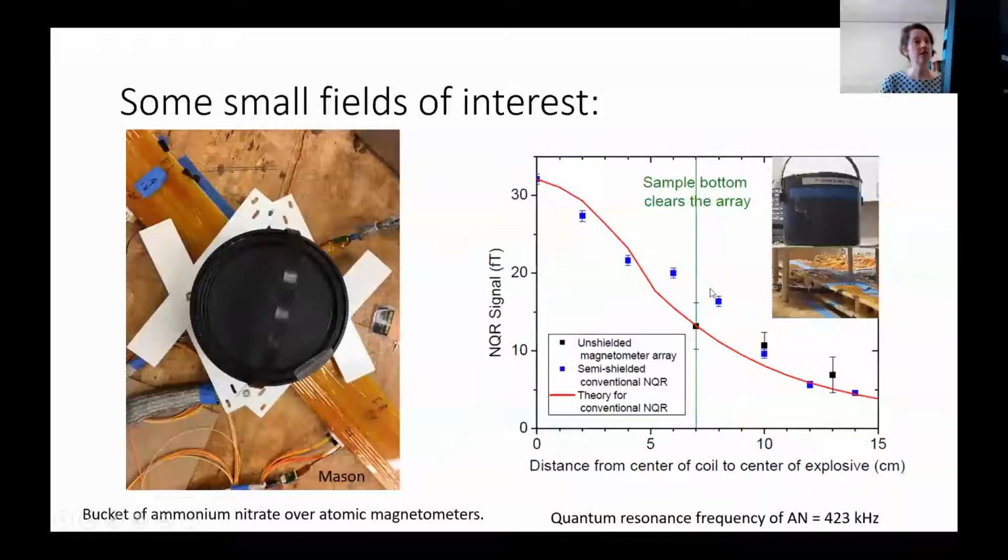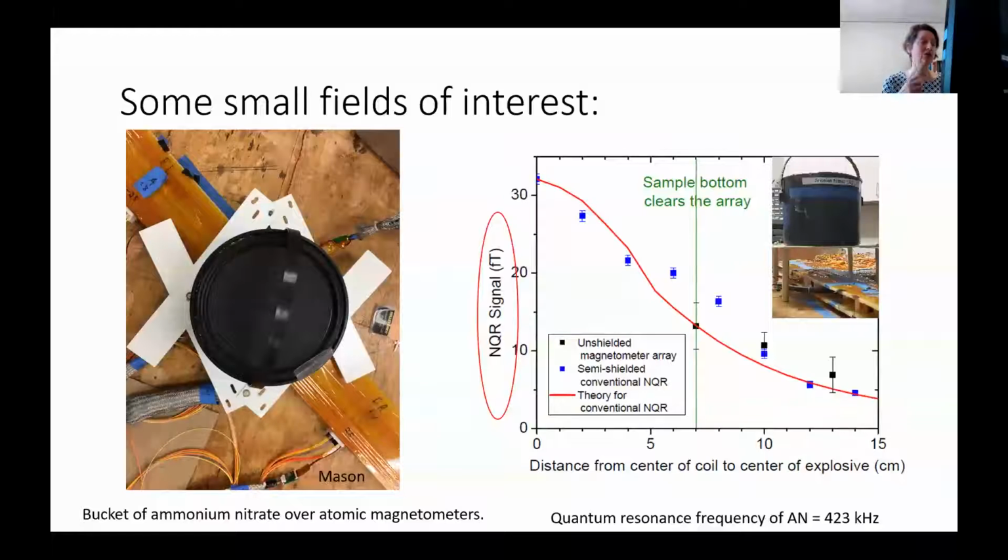We did some detection of ammonium nitrate with both atomic magnetometers and through conventional means. The conventional means is from a coil. You can see the bucket of ammonium nitrate sitting over the atomic magnetometers, and we did the work both in a shield, shown by the blue dots, and unshielded, the black dots, with the atomic magnetometer. The ammonium nitrate has a resonance frequency of 423 kilohertz. That's in the radio band.